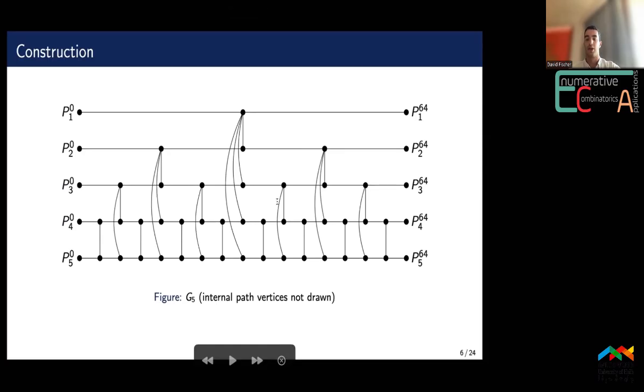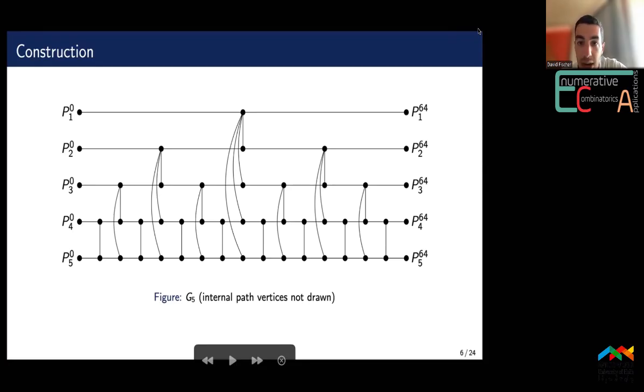And so the constructed graph looks like this. And this is just one example. This is G sub 5, but the family is G sub k for k being any integer. And the construction is essentially as follows. So we start with k paths. So in this case, we have 5 paths. The length isn't super important. So you see here it's 64.